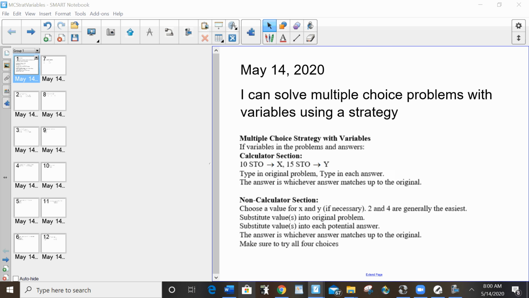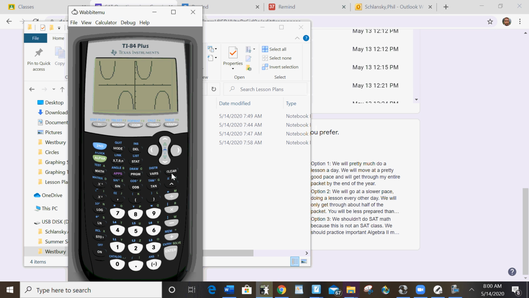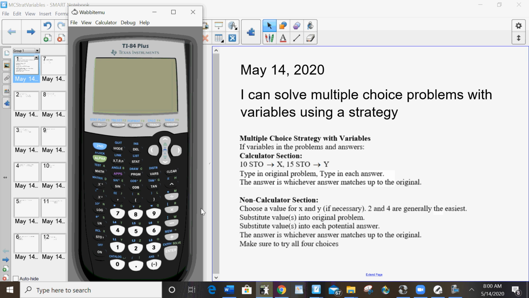So I'm just waiting for this to load up here. Here it is. So I'm going to do 10. Store. The store button is right here above the on button as X. And then I'm going to do 15. Again, the store button is here above the on button as Y. To access Y, I'm going to hit alpha 1.